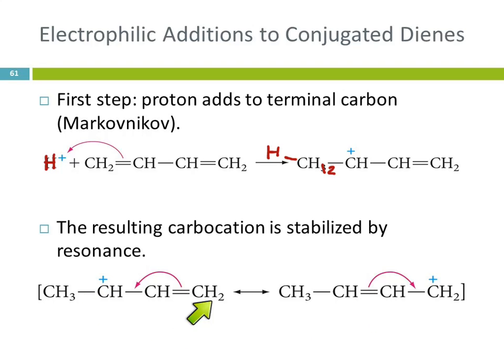This is resonance, and so these electrons actually do not jump back and forth, but they're actually delocalized and spread out over the 3 carbons. But the positive charge is more stable over here, and it's more reactive over there.